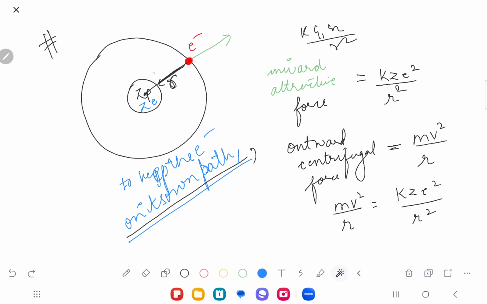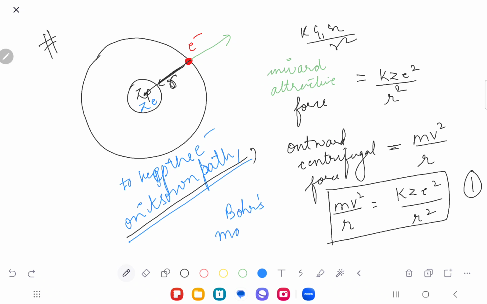Ze is the nucleus charge, because one proton's charge is equal to the charge of one electron. If there are more protons, the inward attraction will be greater and the electron will orbit closer. Correct. So this is my Bohr's first equation. This is the first equation that Bohr gave mathematically.